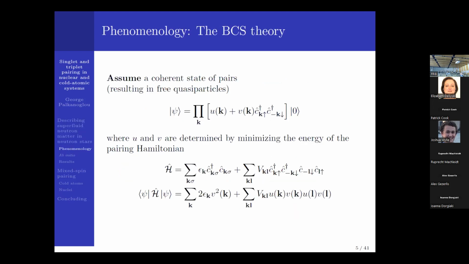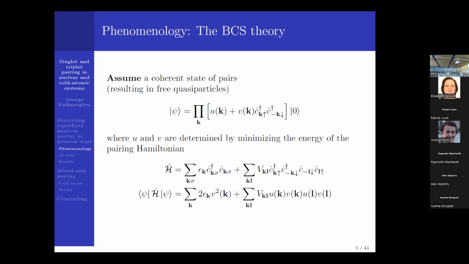A very successful phenomenological model for superfluidity is the BCS theory. The BCS theory was introduced in the 50s to describe pairing of electrons in superconductors, and it describes the ground state of a superfluid as a condensation of pairs. You see, each term in this product either creates a pair or nothing. So its momentum state is either empty or it contains a pair. And those U and V coefficients, you can think of them as variational parameters that are optimized to minimize the pairing Hamiltonian, which is a Hamiltonian where we ignore all normal state interactions and we only consider the interaction that is responsible for the creation of the pairs.